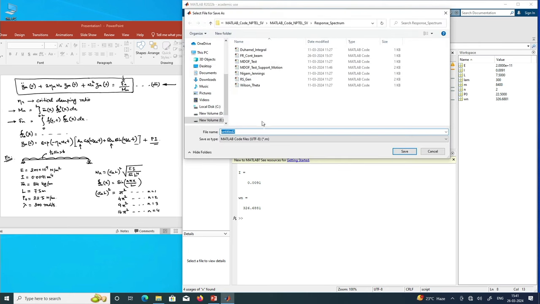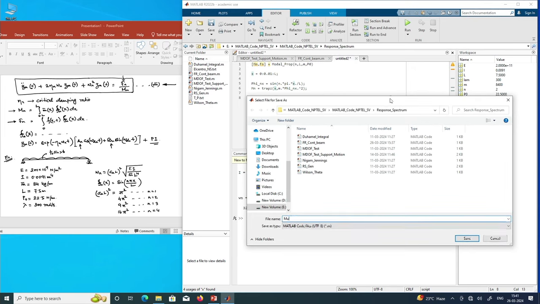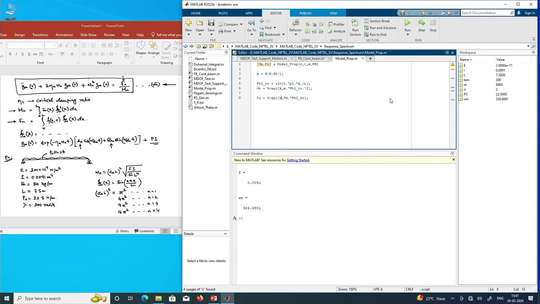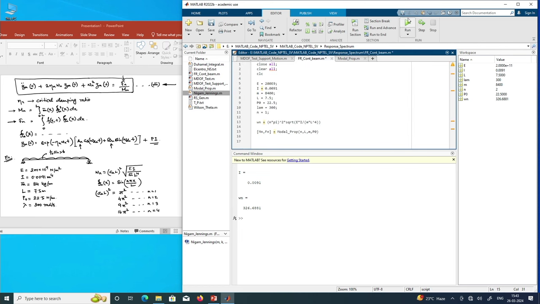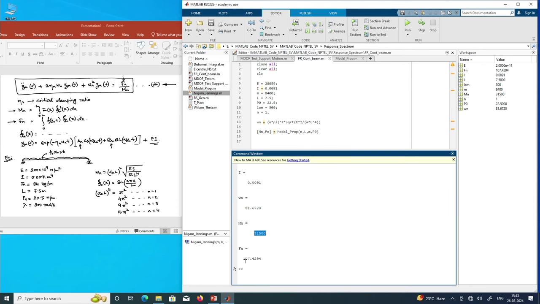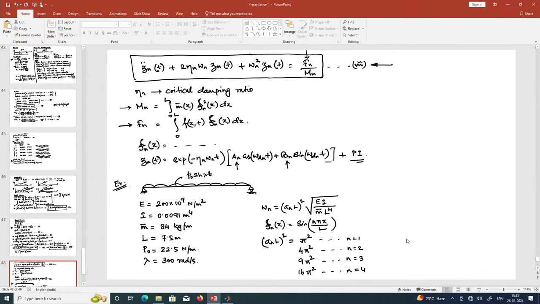So, you can save this, we call it modal properties. We have to write function here and then return. Okay. So, now if we call this function, what we get is m n, that is modal mass, and then amplitude of modal force. Now, what we get is modal mass and amplitude of modal force.